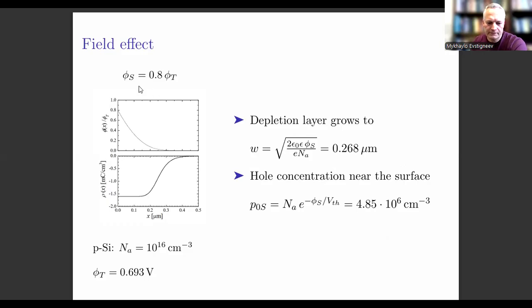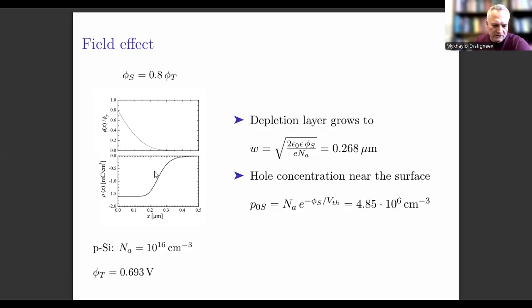Now, what happens if we increase the surface potential? This is the value 0.8, the threshold potential. Then the depletion layer develops in its full glory. The charge density in this depletion layer, due to ionized acceptors and also holes and electrons, has a value very close to negative 1.6 millicoulombs per cubic centimeter.